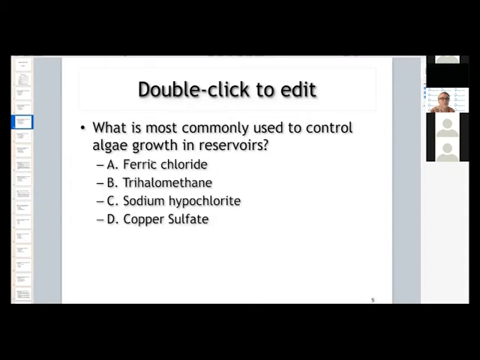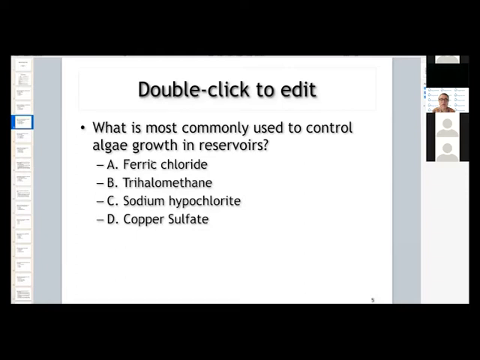What is most commonly used to control algae growth in reservoirs? A, ferric chloride. Ferric chloride is a coagulant, so that is not going to be growing in a reservoir. Trihalomethane is a carcinogen that is produced when chlorine interacts with organic matter in water, so it can't be that. C, sodium hypochlorite, that's a chemical used to disinfect. D is the answer. All these answers are also at the end of this slideshow, so you don't have to worry about writing this stuff down, because everyone should get a copy of this presentation as well so that you can reference it later. So the answer is D.